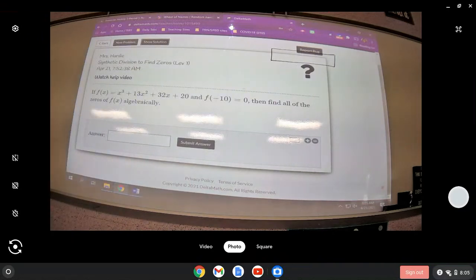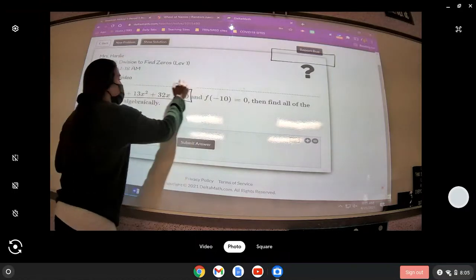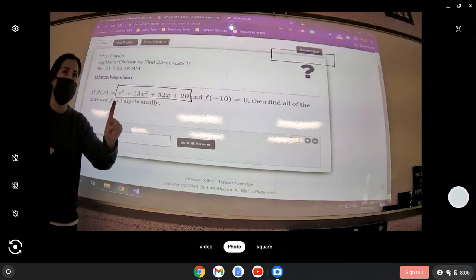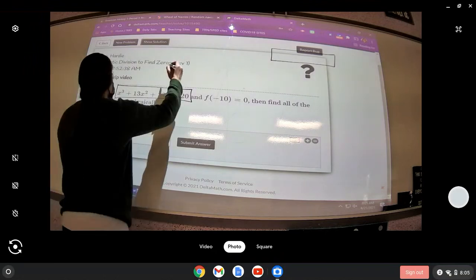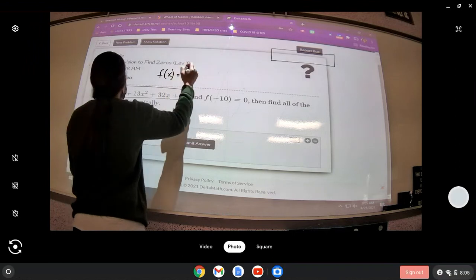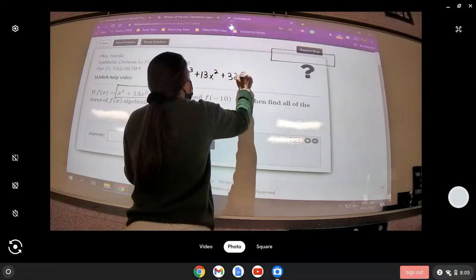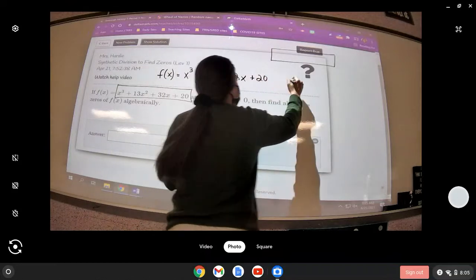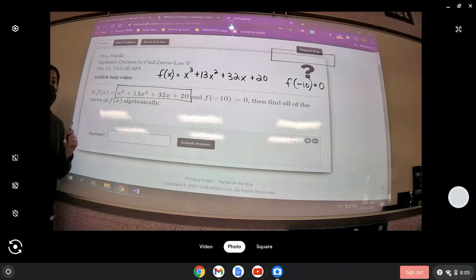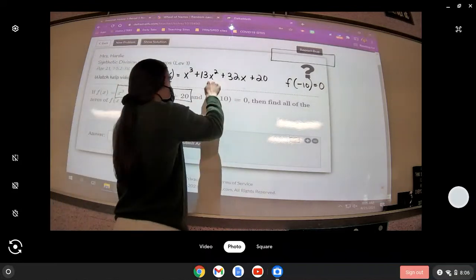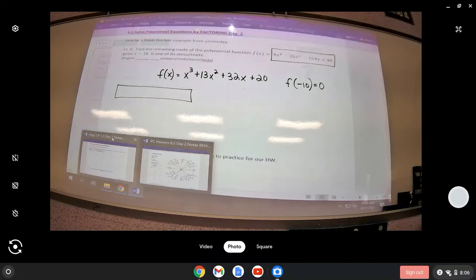All right, so here we go. Look at this question on Delta Math. If f of x equals this polynomial, and f of -10 is equal to 0, then find all of the zeros of f of x algebraically. So guys, they're giving us this polynomial. Let me write it down because mine's going to disappear when I get my paper up. Okay. They want you to find all of the zeros. So basically, guys, to find the zeros, you have to set this equation equal to 0 and solve. Let me just get to my notes so we can see. All right, here we go.